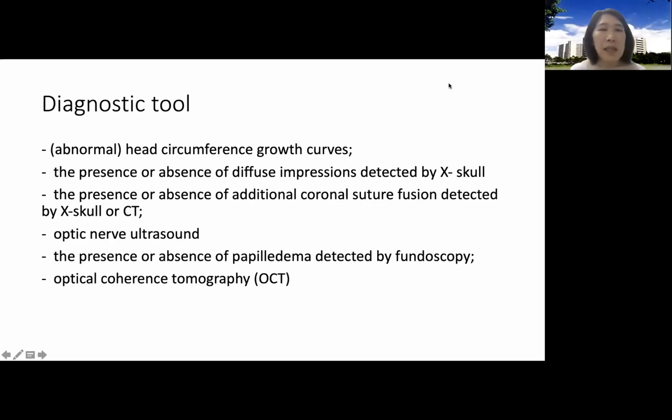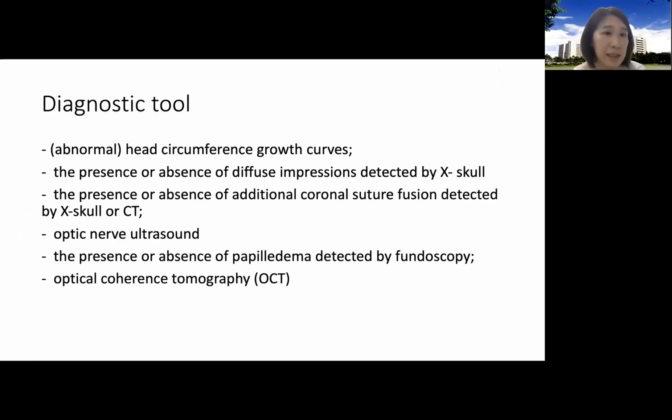So how about the diagnostic tools? I believe in most countries, it is difficult to measure the definite intracranial pressure. Like in Taiwan, if you want to measure the intracranial pressure, it's not covered by the insurance. So usually we don't do the intracranial pressure measurement.